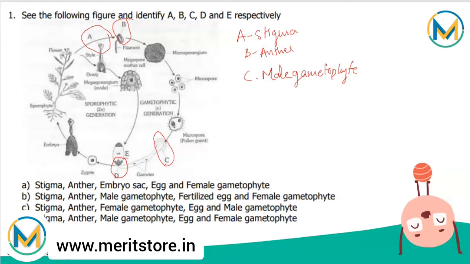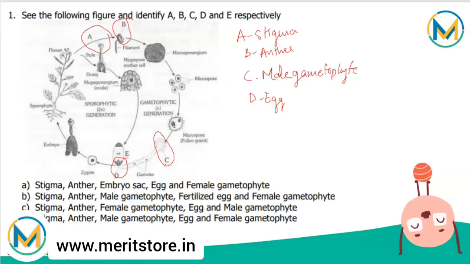Now if you look at this part D, this part is an egg. Ovule is the structure in seed plants that develops into a seed after fertilization. It consists of 1 or 2 integuments forming the outer layers, the nucellus and the female gametophyte.